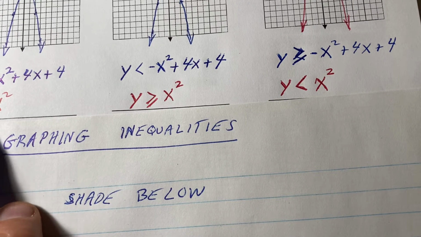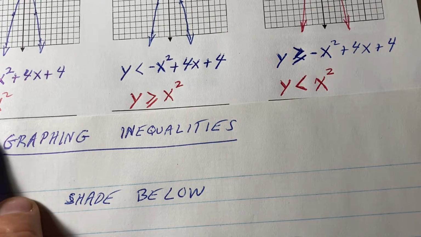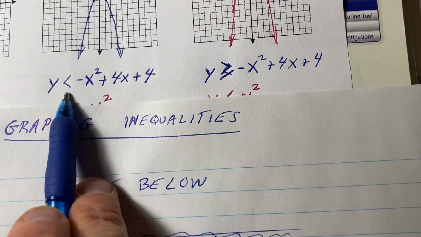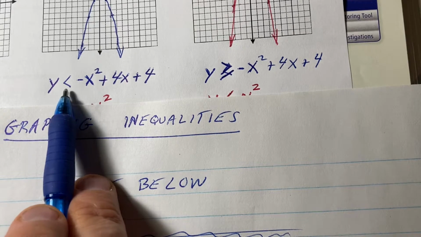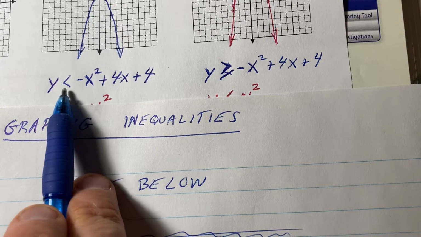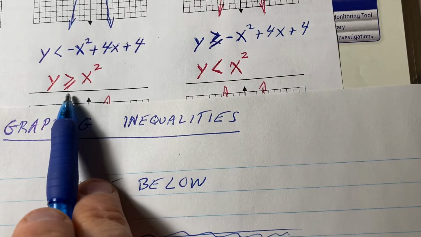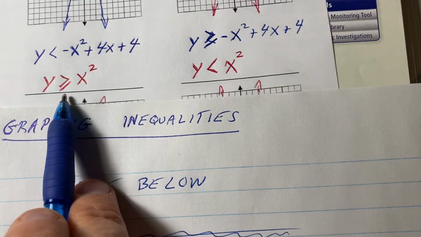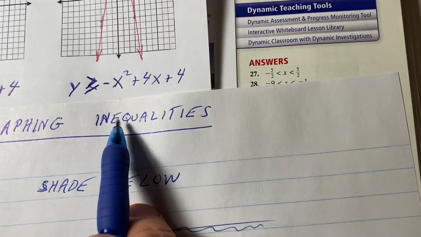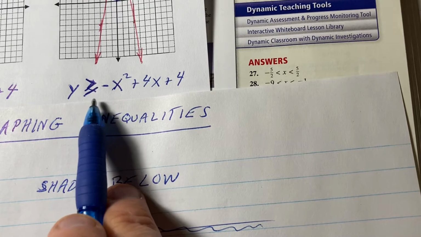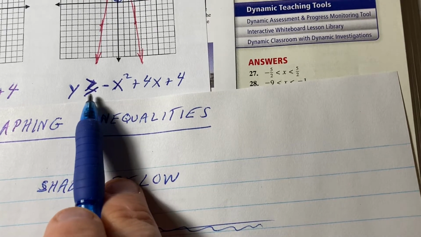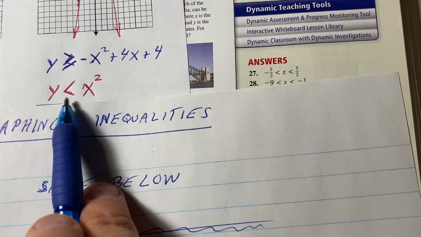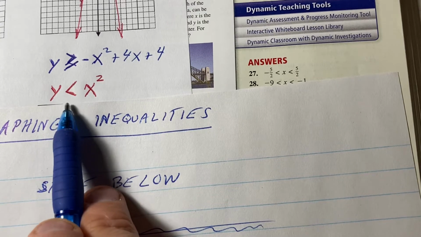This one, solid or dashed? Solid. Do you shade above or below? You shade below. For this one, solid or dashed? Dashed line. Shade above or below? Shade below. Solid line or dashed line? Solid. Do you shade above or below? Above. For this one, solid line or dashed line? Solid. Do you shade above or below? Above. Solid line or dashed line? Dashed line. Do you shade above or below?